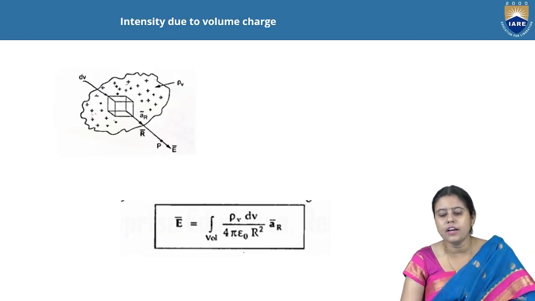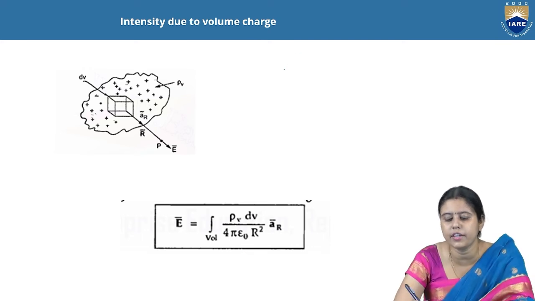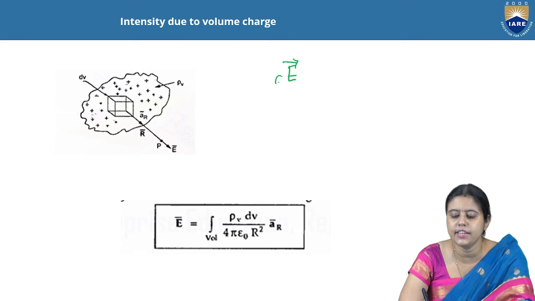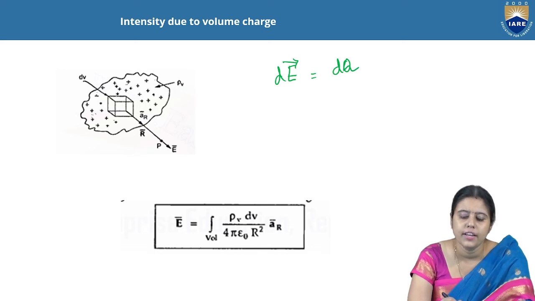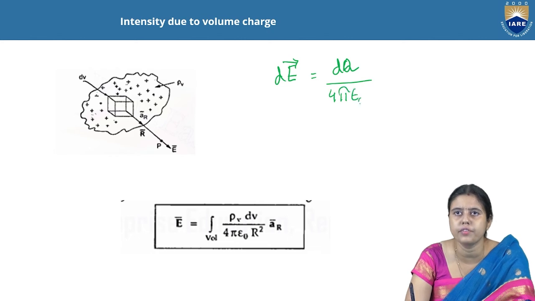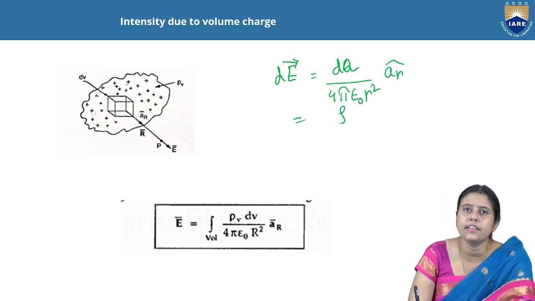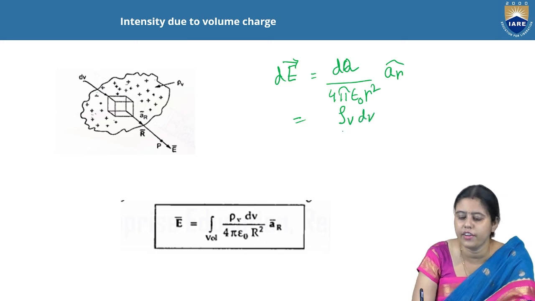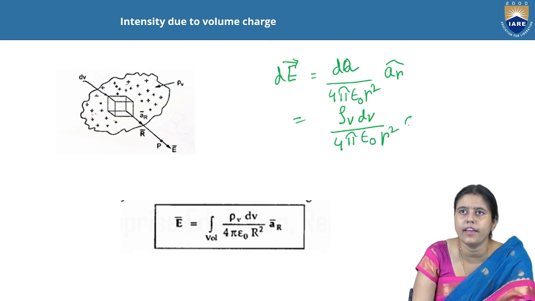Similarly, we can calculate the volume charge density. Similarly, we can write the intensity dE. dE is equal to dq. You can see this is a volume and we are taking a small volume here. This is a small volume we are assuming. And so according to Coulomb's law, dE is equal to dq by 4 pi epsilon 0 r square aR. Now what is dq? dq is nothing but rho v dv divided by 4 pi epsilon 0 r square aR.